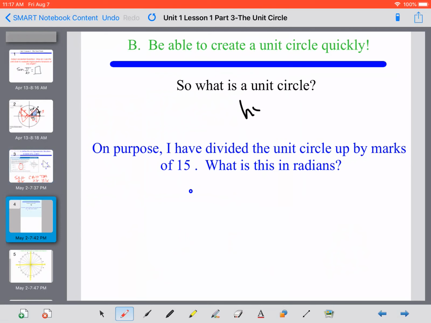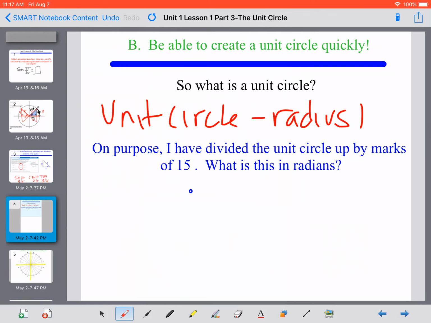So what is a unit circle? A unit circle is a circle where we have purposely made the radius be 1 unit. I'm sure you've done a lot of unit analysis, so we're talking about a unit circle. On purpose, in the next picture, I have divided the unit circle up by marks of 15 degrees. What is this in radians?